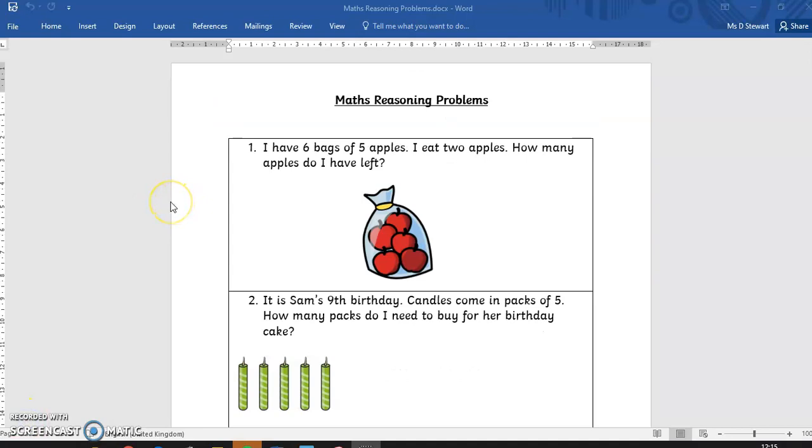And there'll be a separate answer sheet for this, so I'm just going to read out the problems. Remember to play back if you need to hear it again. Number 1, I have 6 bags of 5 apples. I eat 2 apples. How many apples do I have left?